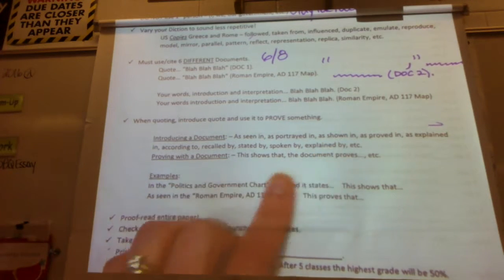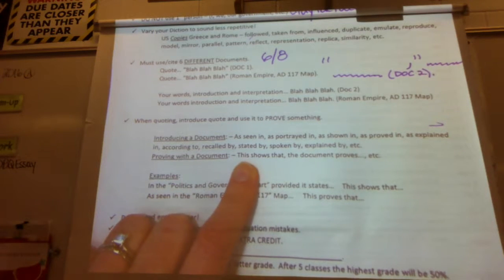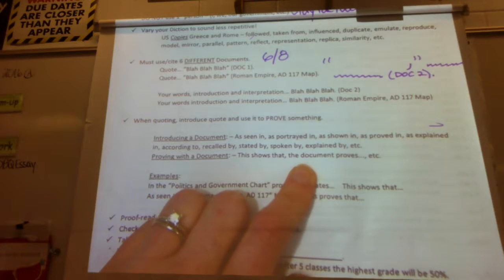Then prove with the document after your sentence. So this shows that, and if you're trying to show me checks and balances, this shows checks and balances because, and explain it.